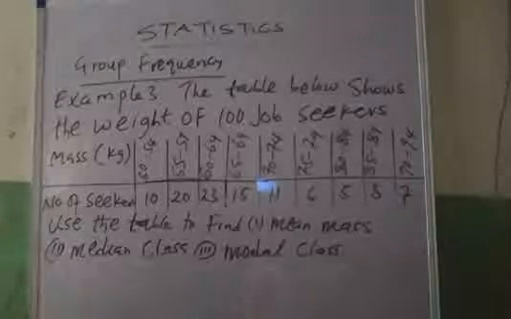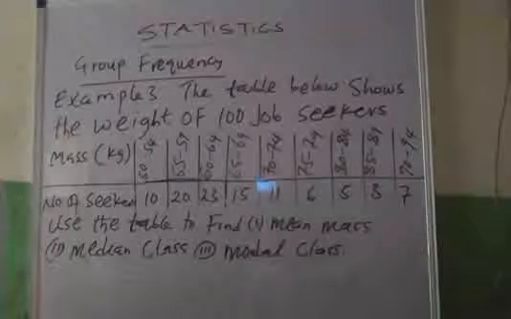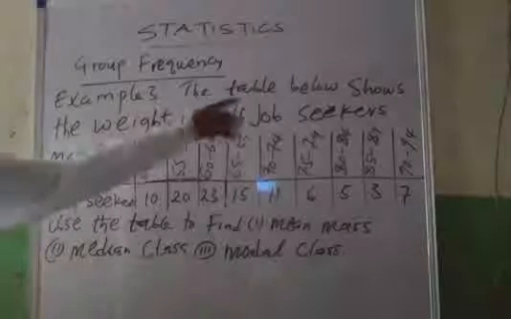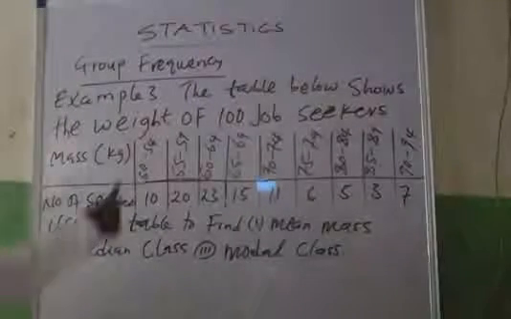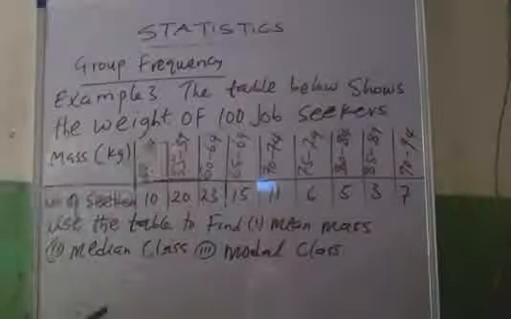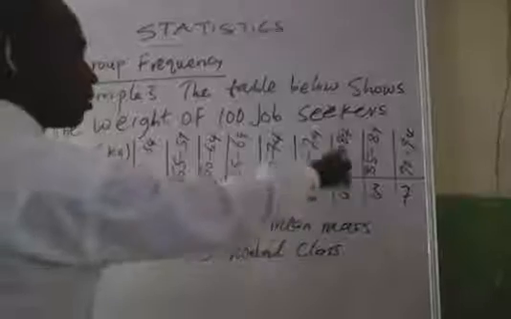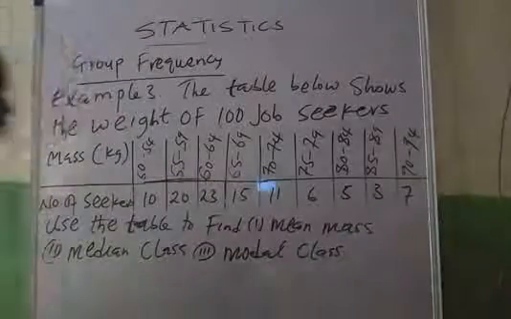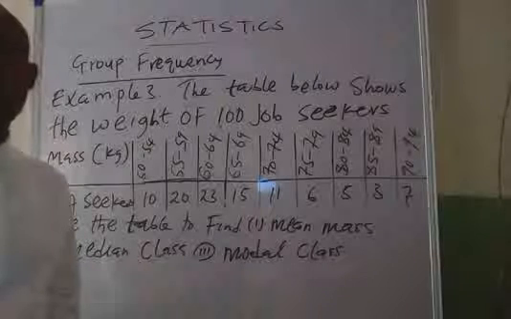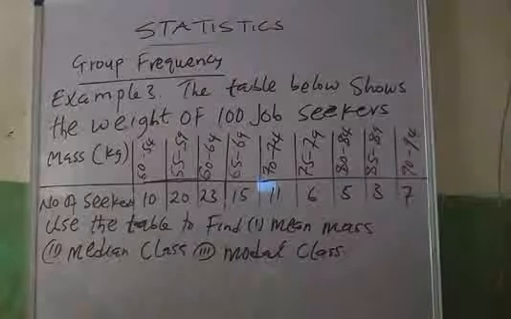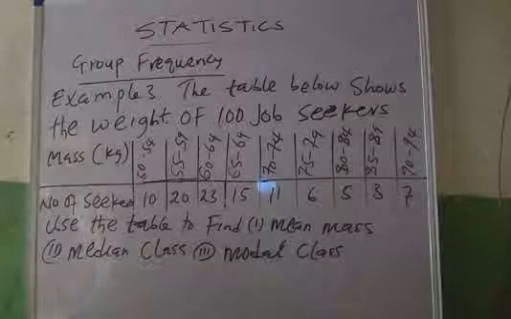Now we are going to look at a question involving group frequency. Example 3, the table below shows the weight of 100 job seekers. They are grouped. You have 50 to 54, 55 to 59, 60 to 64, 65 to 69, 70 to 74, 75 to 79, 80 to 84, 85 to 89, 90 to 94. And these are the numbers of job seekers. Now, this will introduce us to what we call class mark. Now, let's rearrange our table. Hope you got the question.